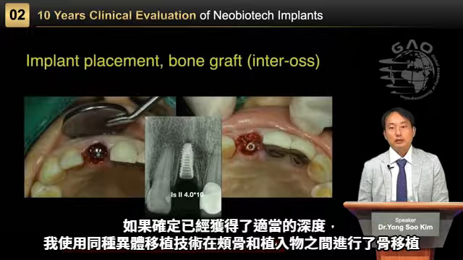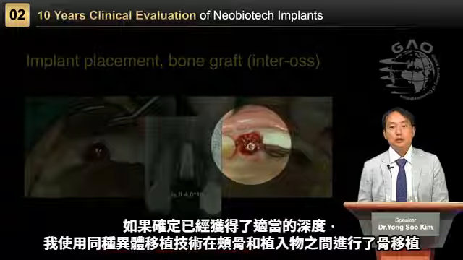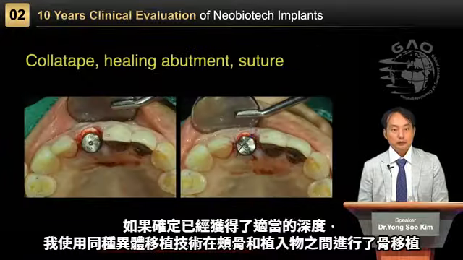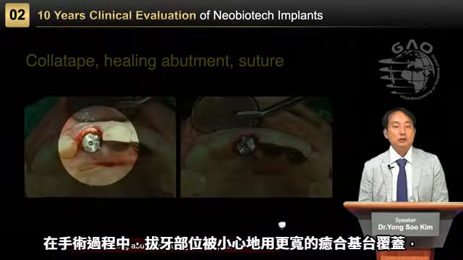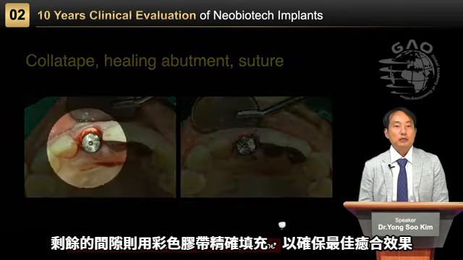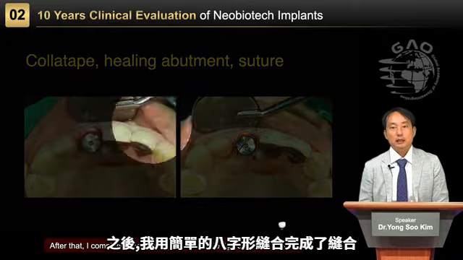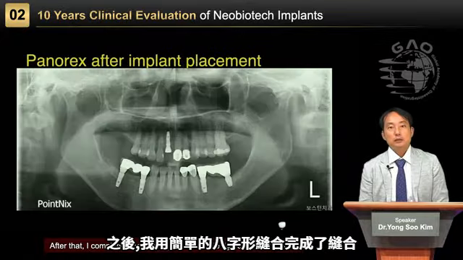If it was determined that the appropriate depth was secured, I performed bone grafting using allograft between the buccal bone and the implant. The extraction site was carefully covered with a wider healing abutment during the surgical procedure, and the remaining gap was precisely filled using collotape to ensure optimal healing. After that, I completed the suturing with a simple figure of 8 suture.